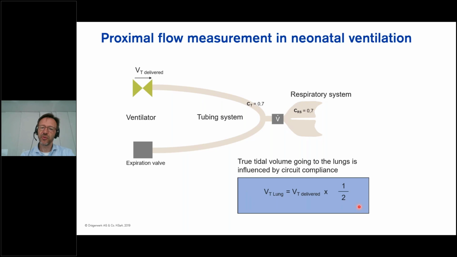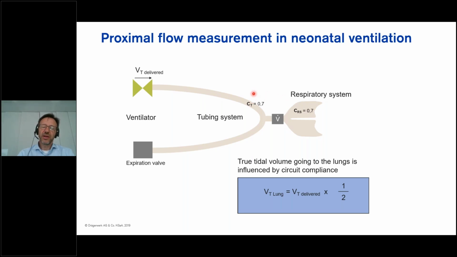So then the whole formula turns into this formula, which means the tidal volume in the lung is just half of the tidal volume delivered to the system from the ventilator side. This is understandable because you can imagine that the volume distributes freely over the compliance of the patient circuit and the respiratory system compliance. So half of this volume stays in the patient circuit and the other half goes to the lung. So it's basically driven by the relationship of these two compliances, how much of the tidal volume delivered by the ventilator will really reach the lungs.